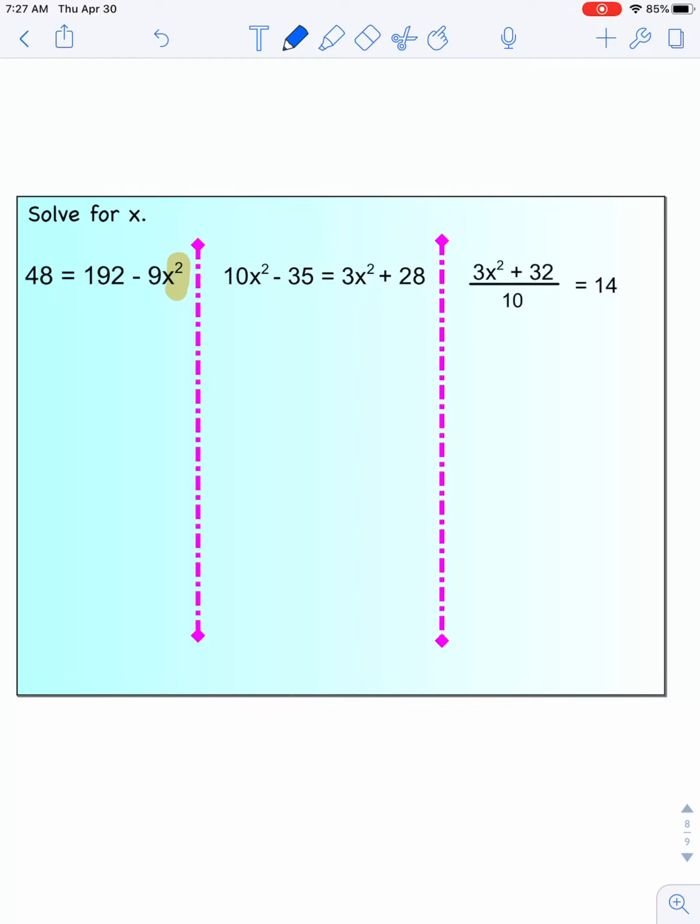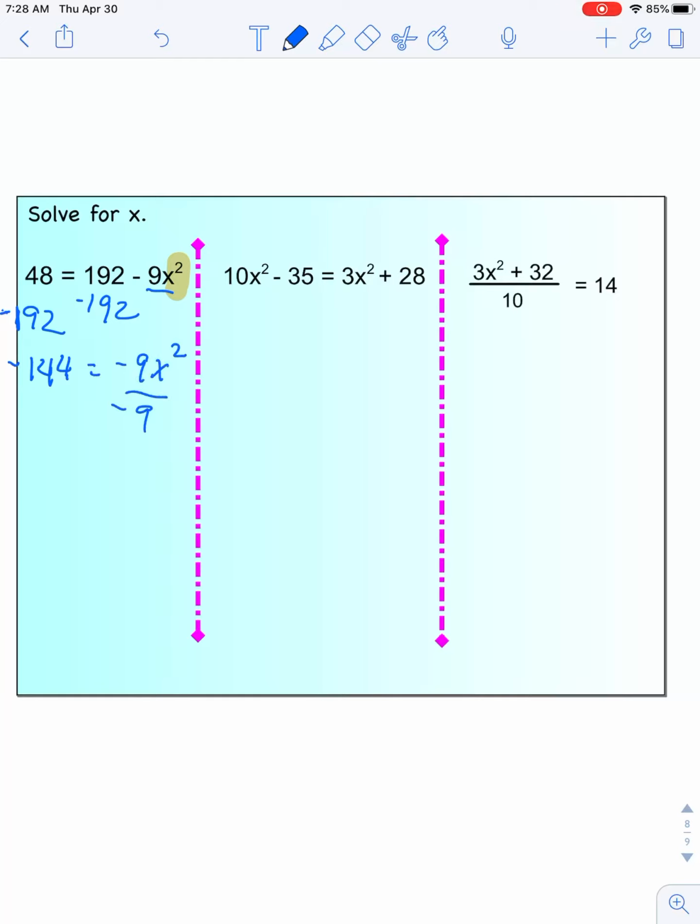Okay, we got to get what's squared by itself. It's kind of wrapped up with multiplied by negative 9, so we're going to have to first subtract 192. When we subtract 192, again, use your calculator. It's fine to give it a shot in your head, do the mental math, but then check it so you don't make mistakes, especially on a quiz or test. So now when we take 48 and we subtract 192, we get negative 144. And that is equal to negative 9x squared.